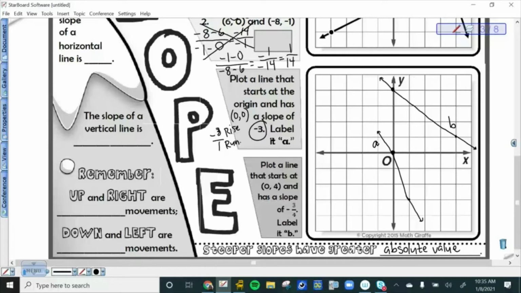Can't remember. So absolute value, it is exactly what it sounds like. It's like the actual value. Doesn't care about negatives or positives. It's just the value of that number. So it's 6.